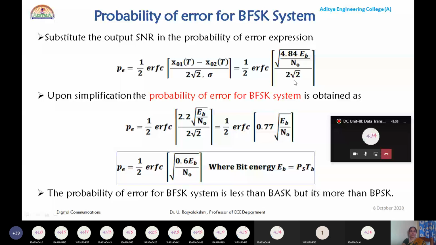Now let us simplify the probability of error expression for BFSK system. Here in the numerator you have 4.84 under root, so you can write it as 2.2 root EB by N naught divided by 2 root 2. Upon cancelling these, you can get 0.77. You can make use of a calculator and solve it. Did you get the same value? Please check it: root 4.84 divided by 2 root 2. Is it 0.77? Check this value and tell me.